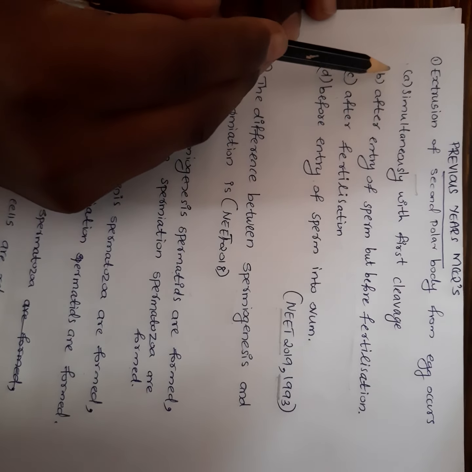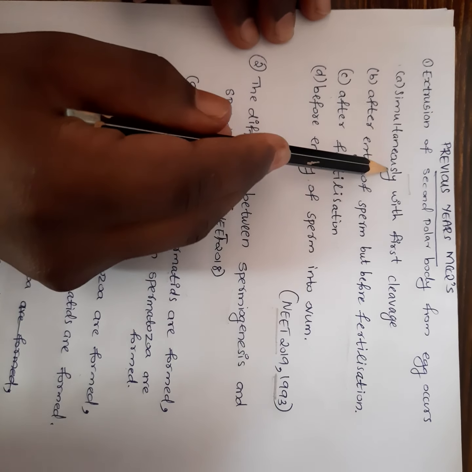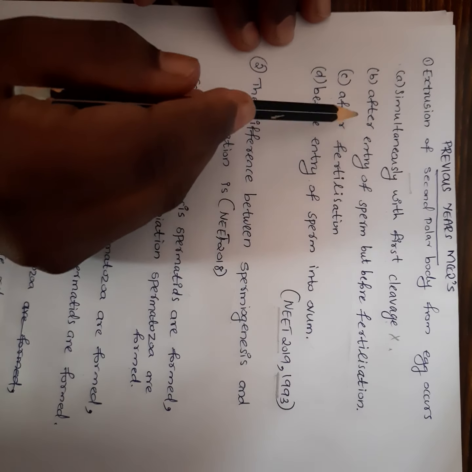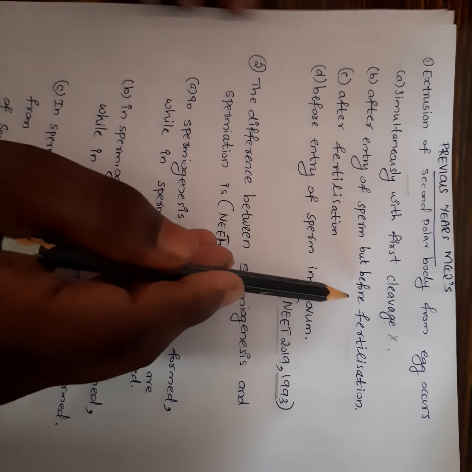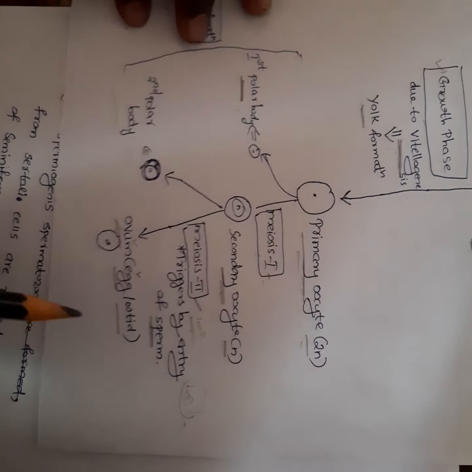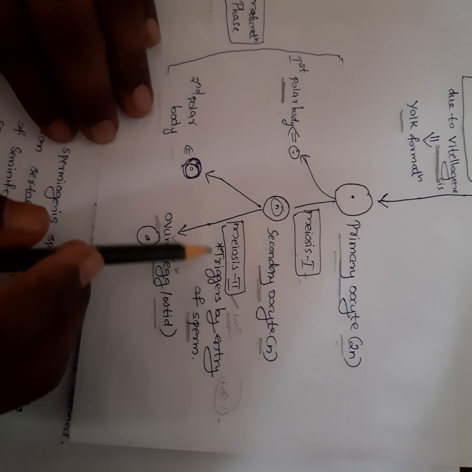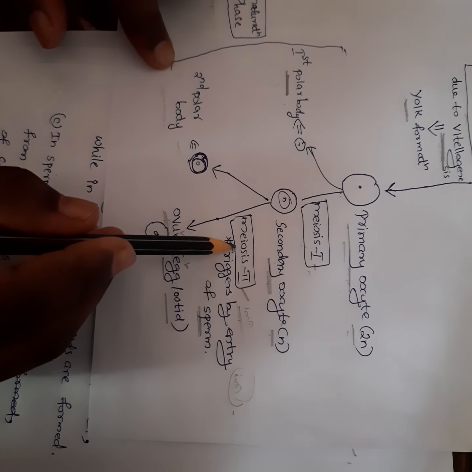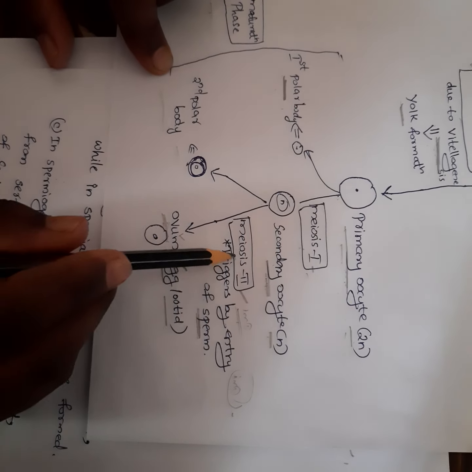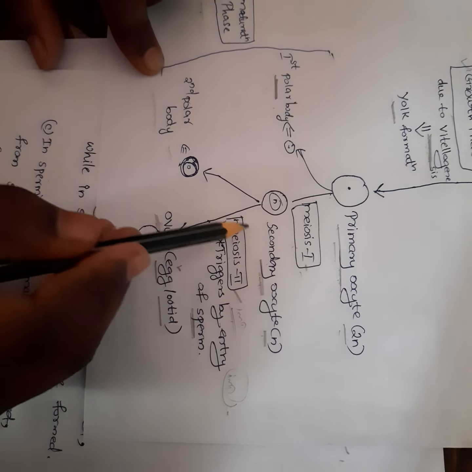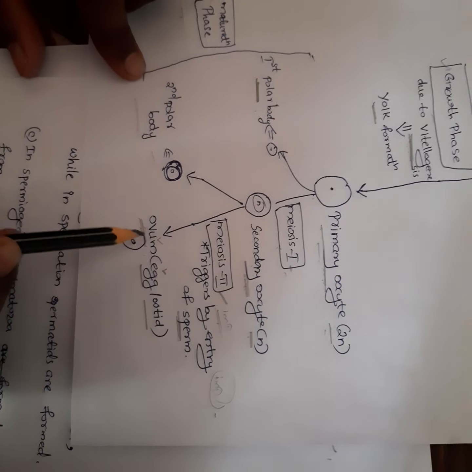Four options are given. I will read the options. Option A, simultaneously with first cleavage. We know that is incorrect. Second option, after sperm entry but before fertilization. That is correct. I will explain. We already explained that the second polar body is formed after meiosis 2, right? That means after the sperm entry, meiosis 2 gets started, then the secondary oocyte will form the second polar body and the ovum.